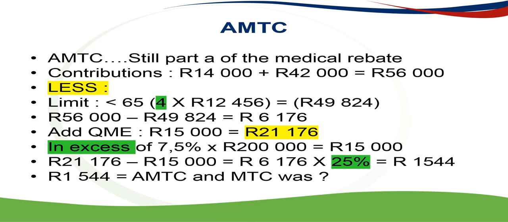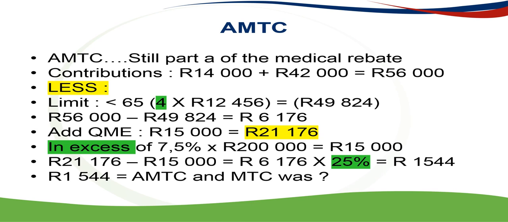Okay, so the limit applied here, because he's less than 65 years old, is 4 times your MTC. Okay, why 4? Because the legislation tells you 4. Why do they tell you 4? Because he's under 65 years old. Okay, that's a rule. Study it. 12,456 is your MTC, which we calculated on the previous slide. So 4 times 12,456 is 49,824.